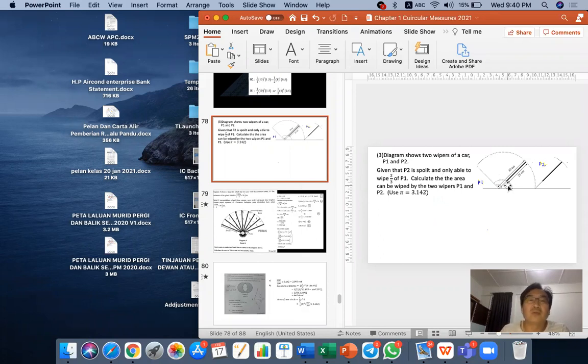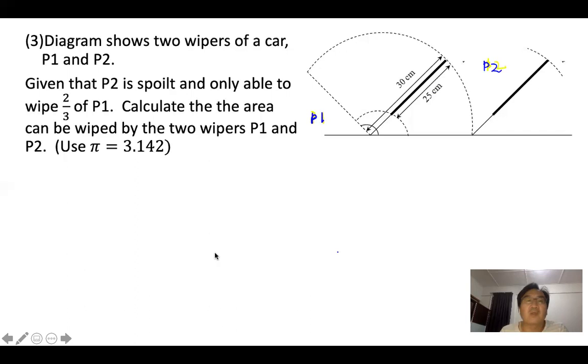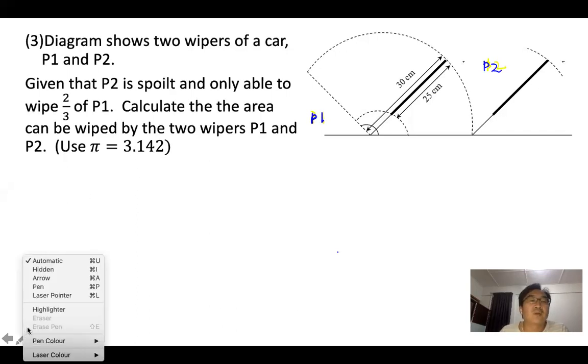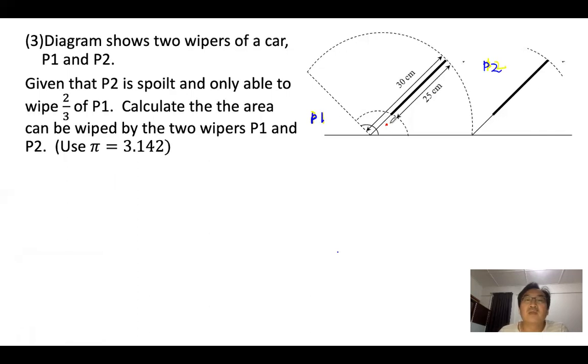All right, if you want to solve this question, I can show you the steps. Let's say the angle here is theta, so the area wiped by P1 will be 1 over 2 theta times 30 squared minus 25 squared, and then you plus 2 over 3 times the area of P1, because P2 is only able to wipe 2 over 3. Then you get the answer.